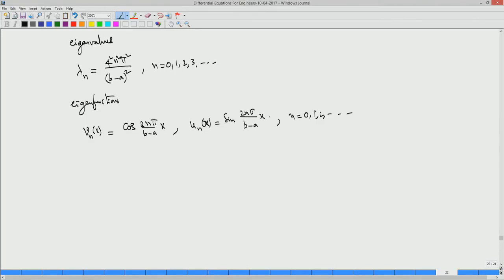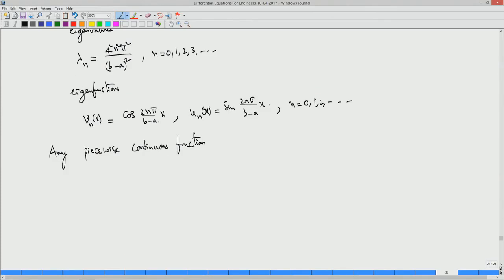They are orthogonal and they form a complete orthogonal set. Complete means I can write any square integrable function or any piecewise continuous function. This is actually a theorem which we know: any piecewise continuous function f of x, x between a to b.